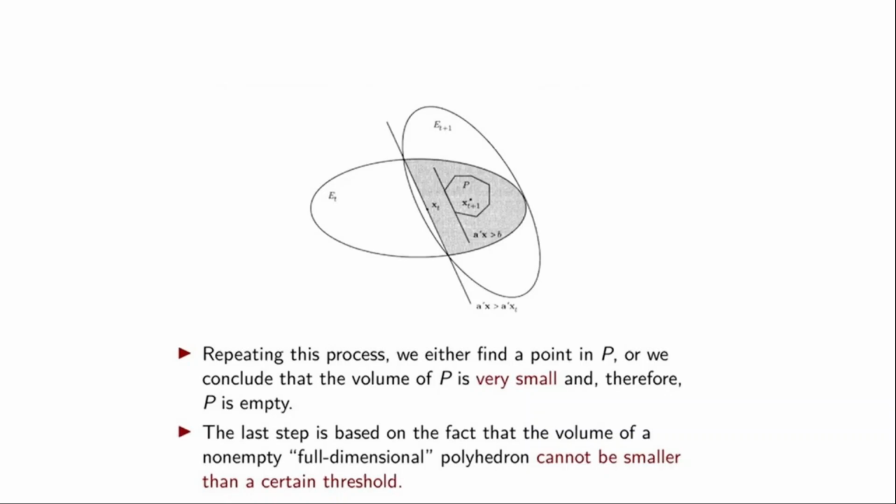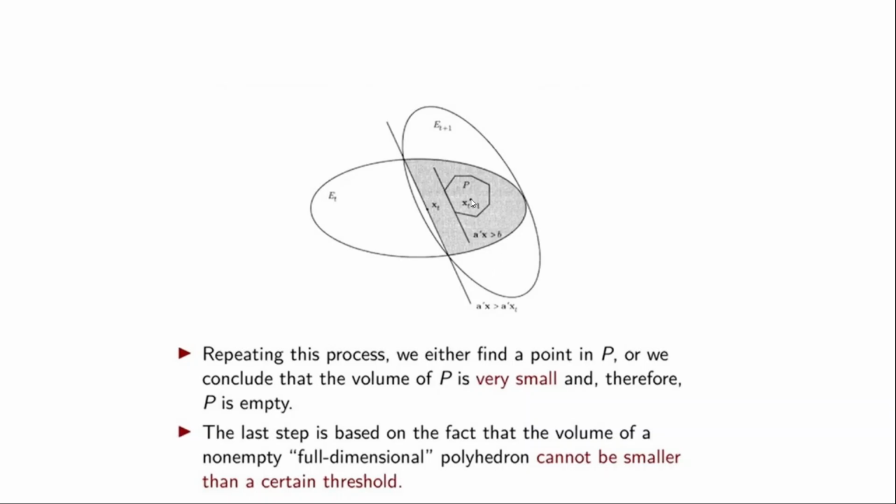Now consider the next step. Et+1 is the new ellipsoid and xt+1 is its center. What we have to do is determine whether the polyhedron P contains xt+1 or not.